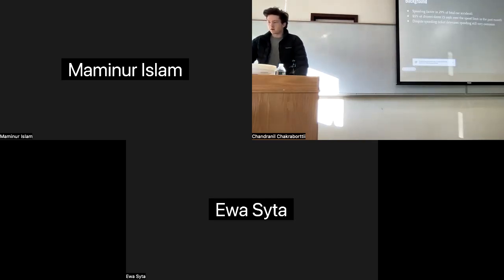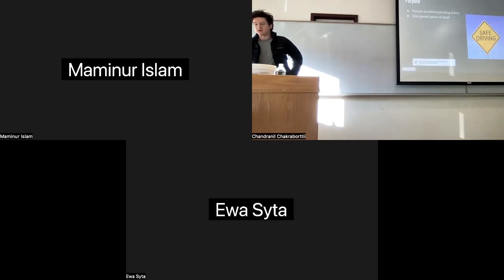So a little background on my project. Speeding is a factor in 29% of all fatal car accidents. And despite speeding being so dangerous, 45% of drivers drove 50 miles per hour over the speed limit in the past month. So despite speeding being dangerous, it is very common. And so the normal deterrents of speeding, like speeding tickets or points on your license, are just not enough, and that's where my project steps in.